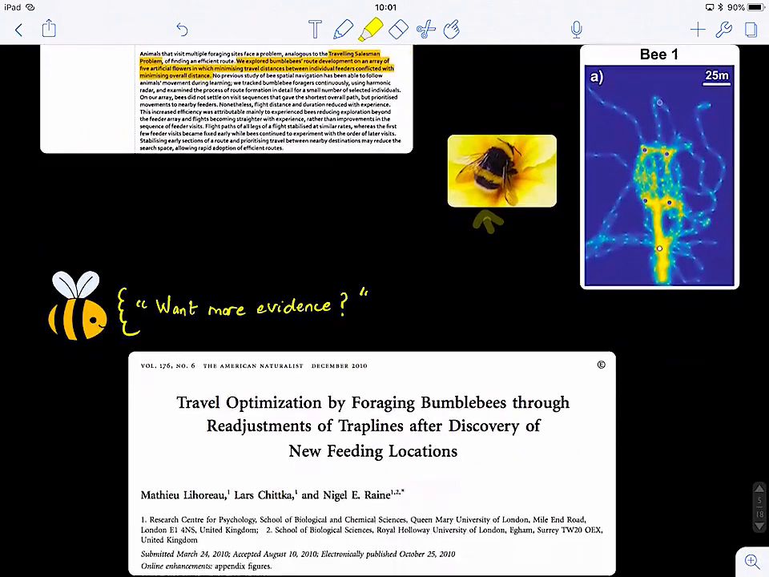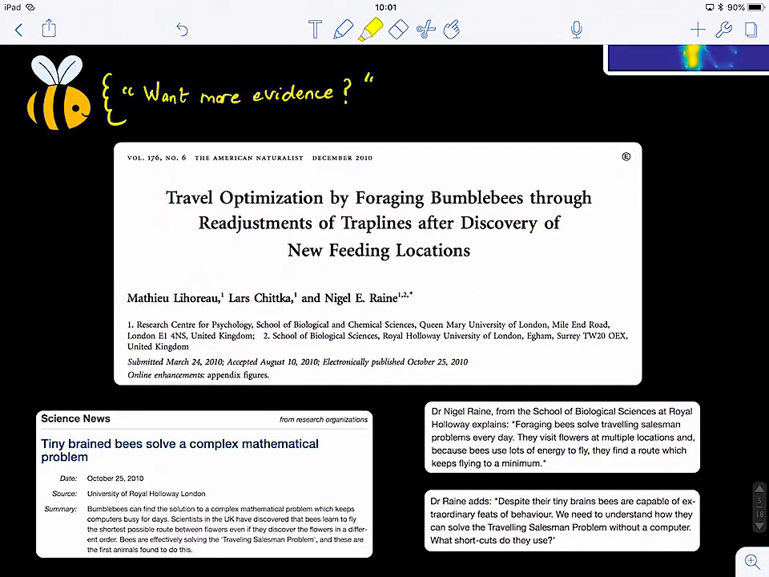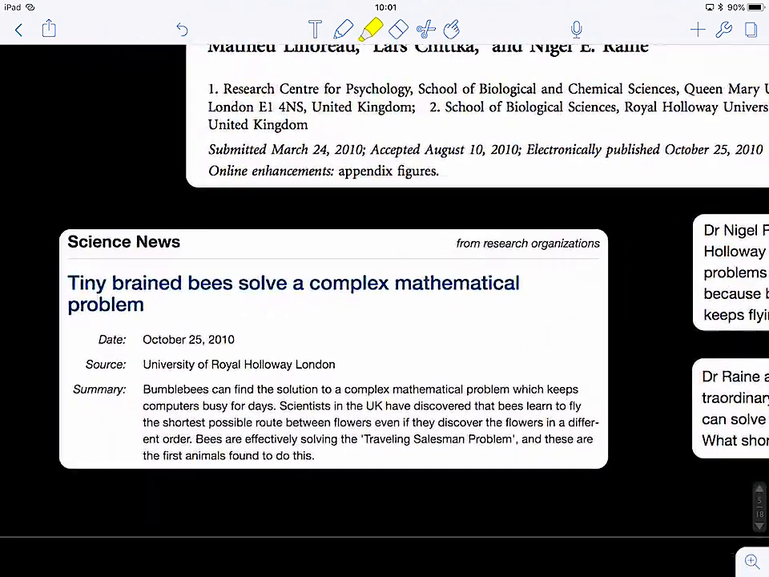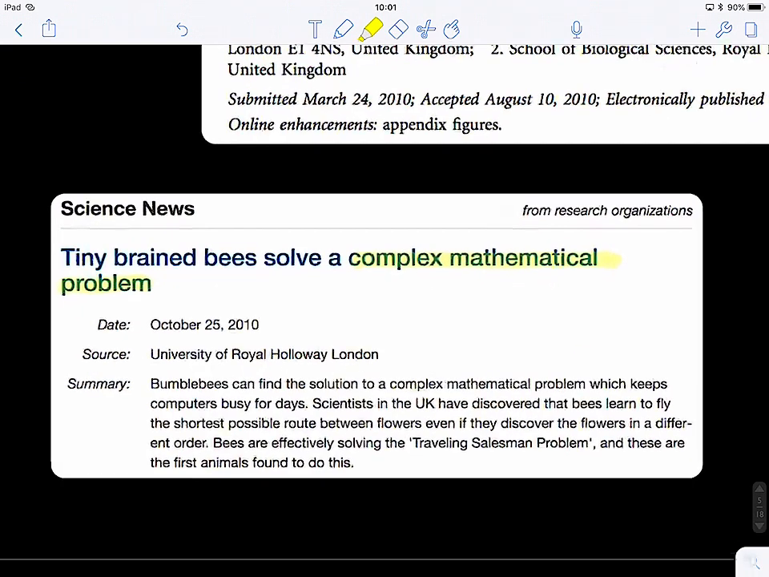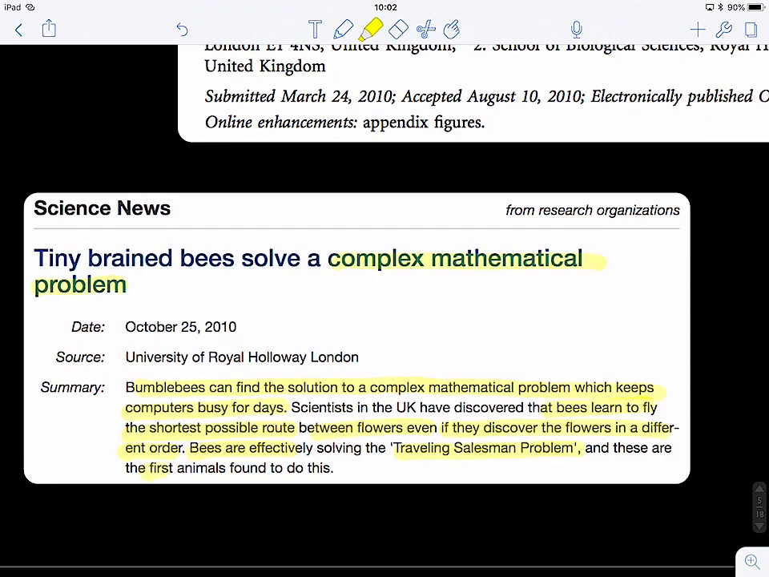Now there is a lot of evidence towards this, and I find it very amazing that these tiny-brained bees solve a complex mathematical problem. They say bumblebees can find the solution to a complex mathematical problem which keeps computers busy for days. Scientists in the UK have discovered that bees learn to fly the shortest possible route between flowers, even if they discover the flowers in a different order. So bees are effectively solving the traveling salesman problem. A salesman wants to sell his goods to people in the city, but he wants to optimize his route. So he wants to pass by each city only once and present his goods. And these are the first animals found to do this.